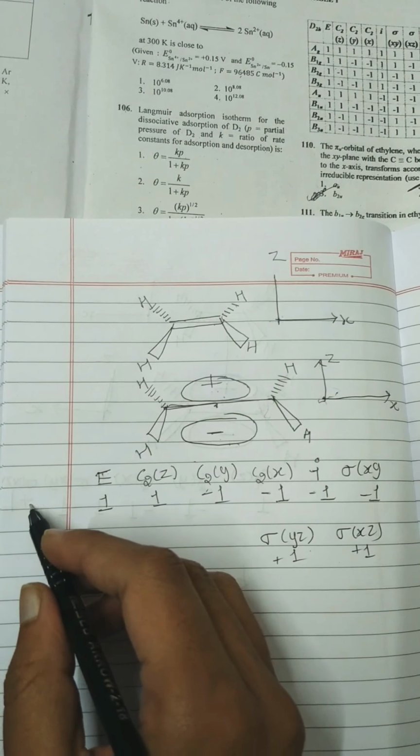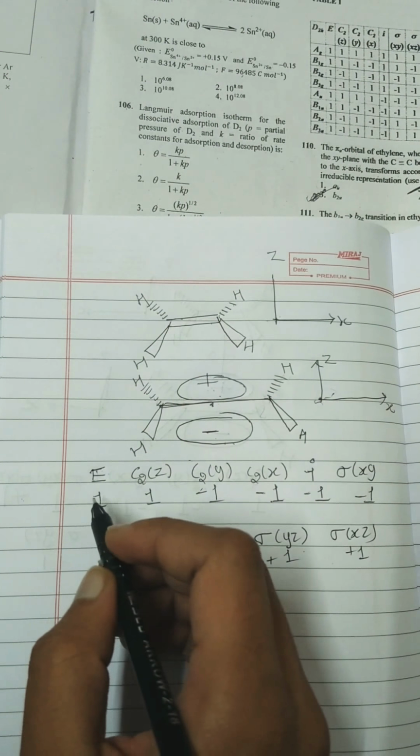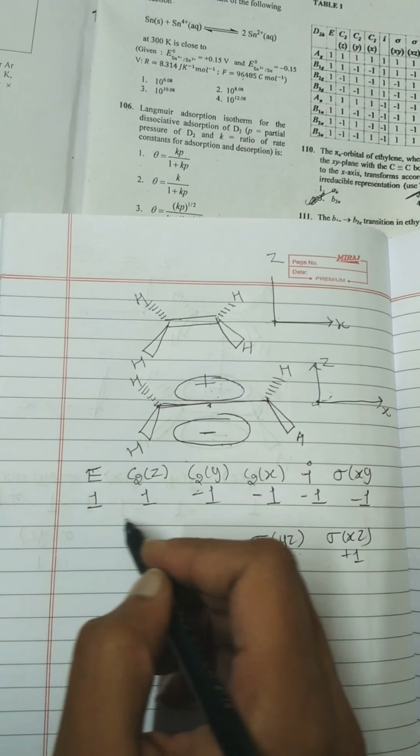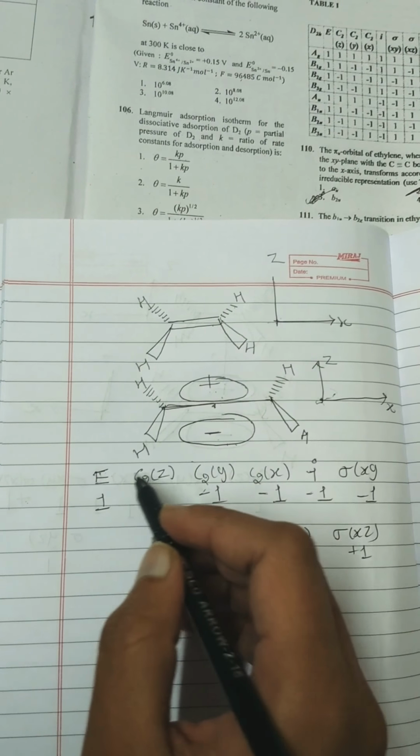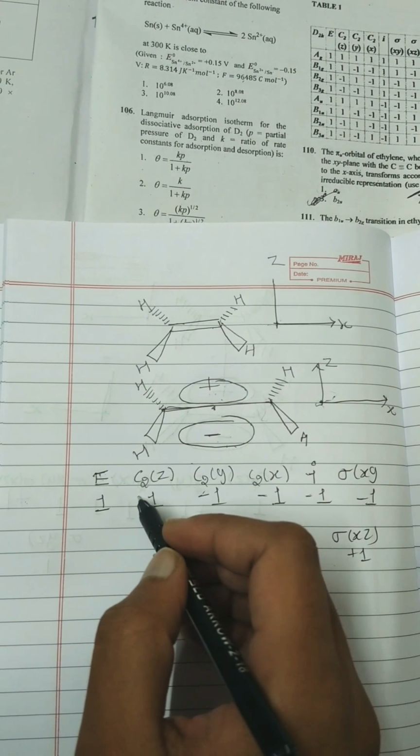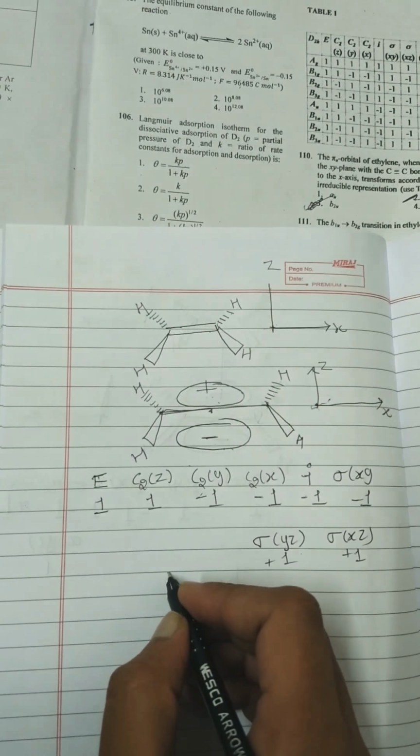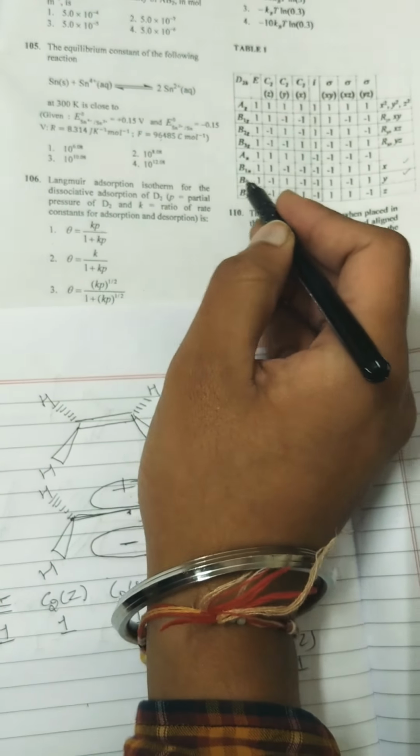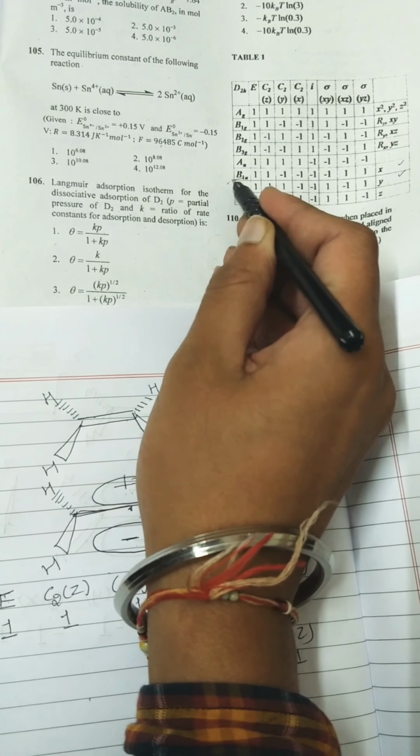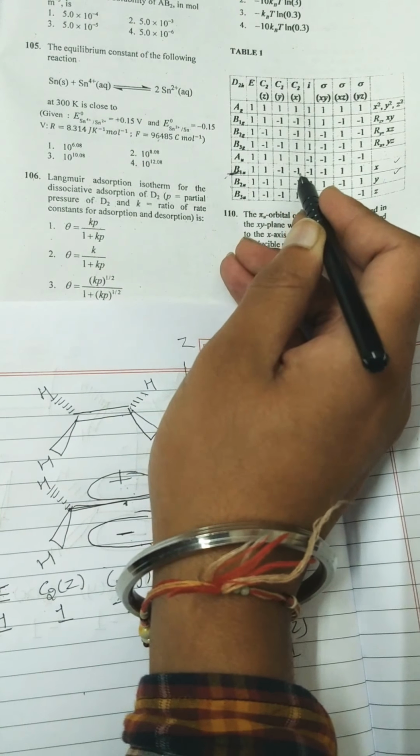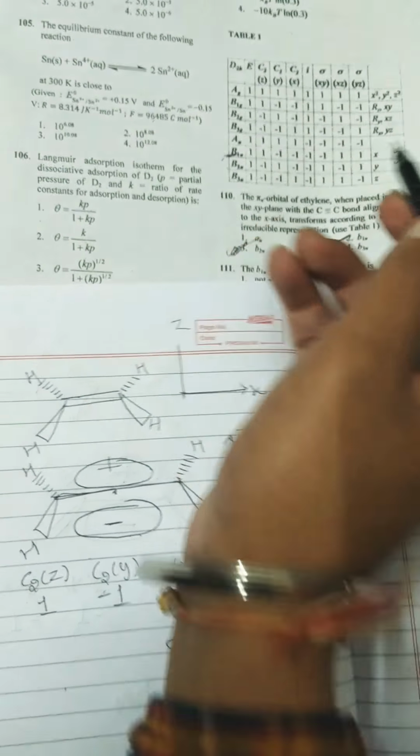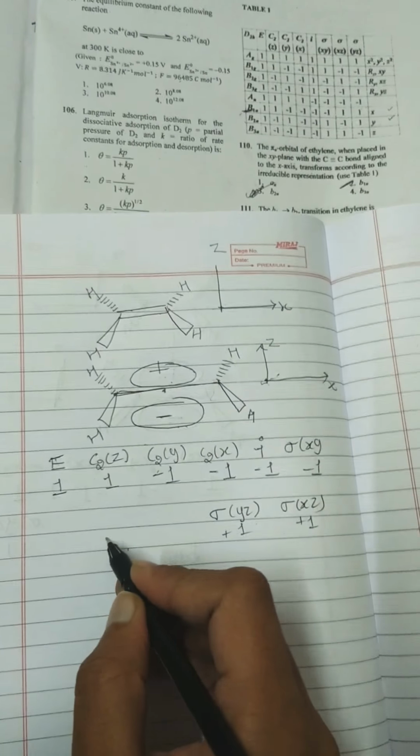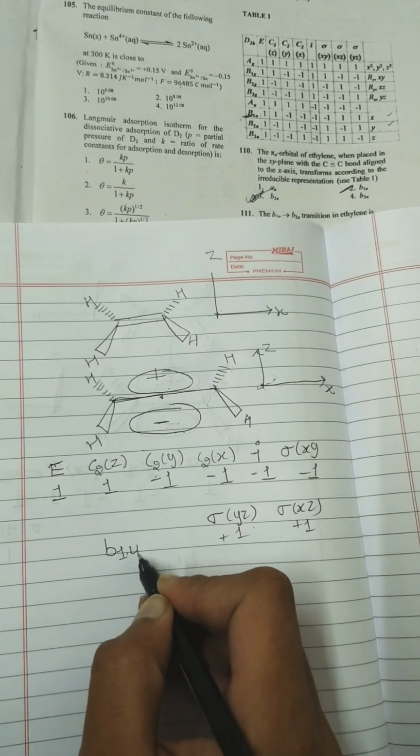The irreducible representation which belongs to these characters under their respective symmetry operations, we can find from the point group table. This is for B1u: 1, 1, minus 1, minus 1, minus 1, minus 1, 1, 1. So this is B1u.